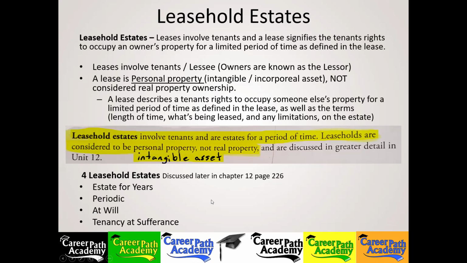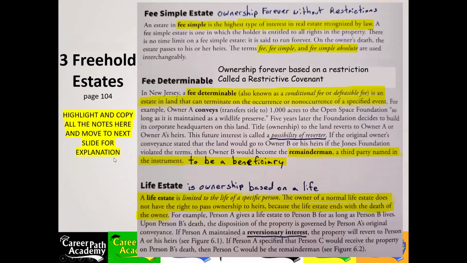So study that term. What is a freehold estate? It's the category of estate and land that talks about ownership. And a leasehold estate is less than freehold. It's the category of estates and land that just talk about the non-ownership interests. So let's get into the nitty-gritty of the freehold estates.